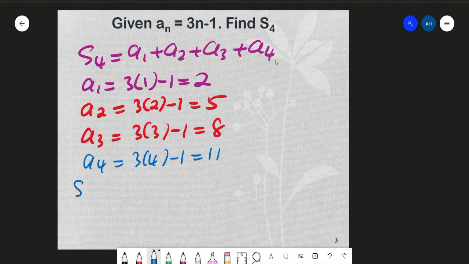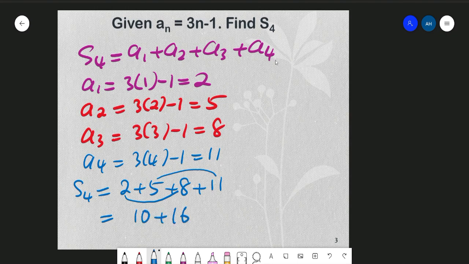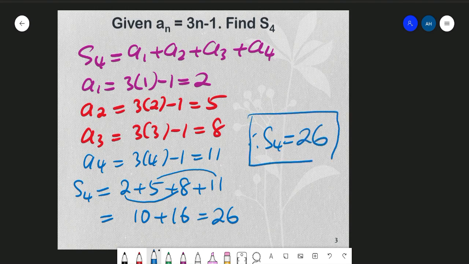So now we can find out what is actually S4. That is the sum of 2, add with 5, add with 8, and also we have to add 11. Okay, now what's the sum here? So 2 and 8 is 10, 5 and 11 is 16. So 10 plus 16 is 26. Therefore S4 in this case is equal to 26. Okay, this is our final answer.